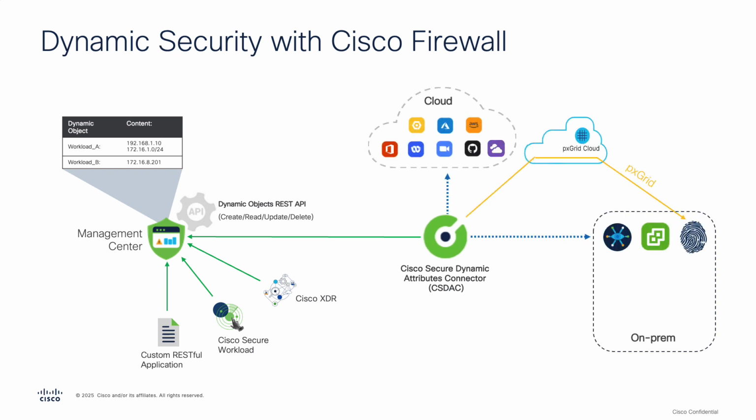CSDAC aggregates dynamic attributes from various cloud and on-premises sources, cloud workloads, identity platforms, SaaS public feeds, and turns them into actionable real-time dynamic object groups. And now with the latest update, CSDAC also supports integration with Cisco ACI, bringing the power of dynamic object mappings to your on-prem network fabric.